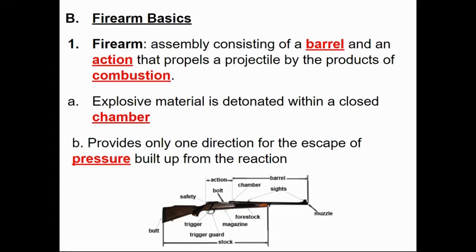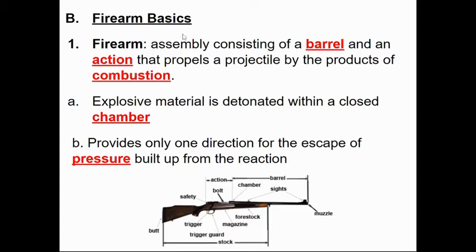Now, if you are not familiar with firearms, the amount of vocabulary can be intimidating, but let's start with just a basic definition. What is a firearm? It's an assembly consisting of a barrel and an action that propels a projectile by the products of combustion. It's a short definition that really covers everything you need to understand about it, but there's some vocabulary in there.